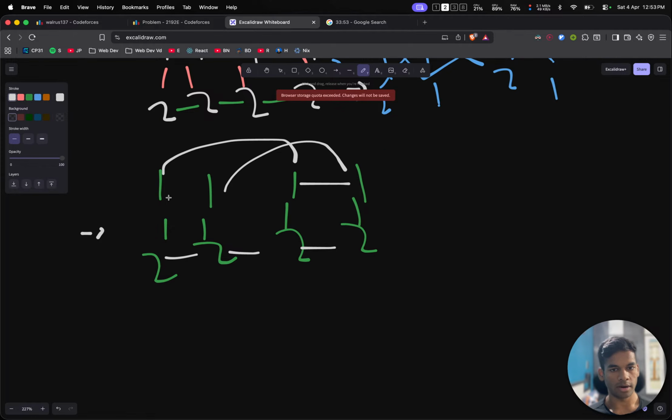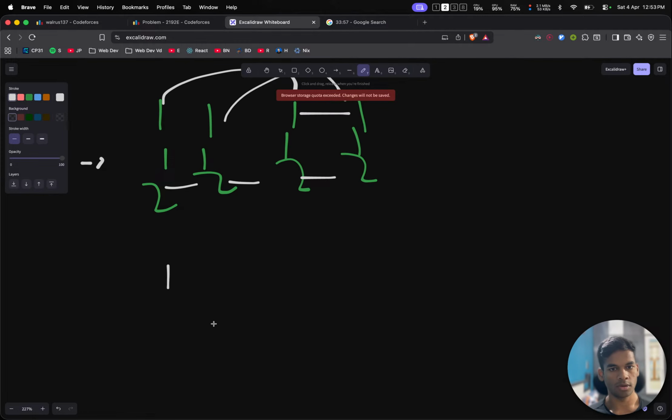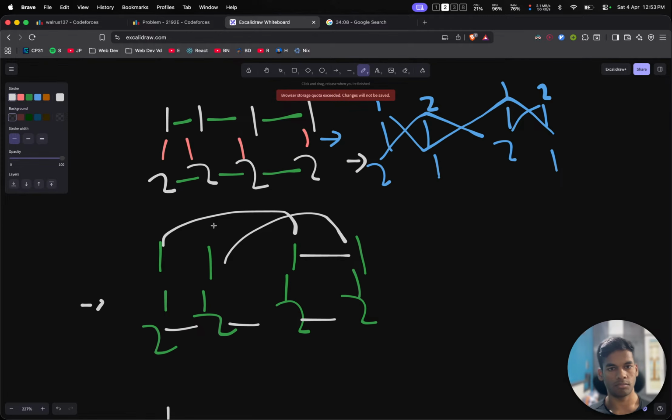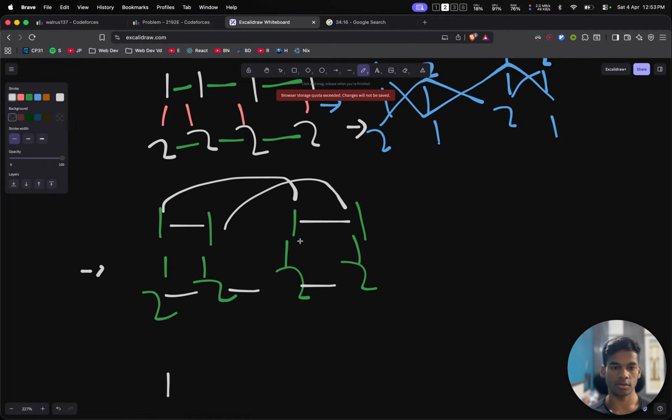Okay, let's try to convert this one. This node needs to go down, so 1 1, and this one can be up. There should be a circular connection between these, like so, like so.